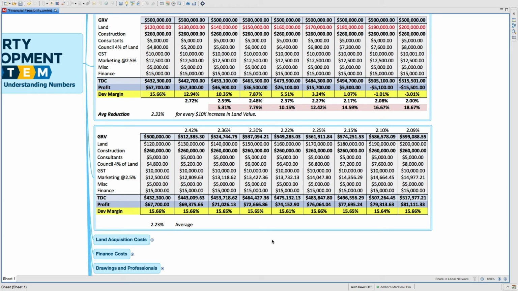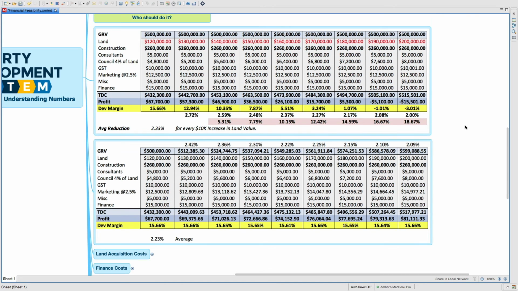So what this table is telling you is that if all else remains constant, anytime you pay more for land, you've got to be able to recover that in the end value. If you can't recover that, you're going to start losing that much from your development margin. So basically your profit will start evaporating every time you start paying more for land.